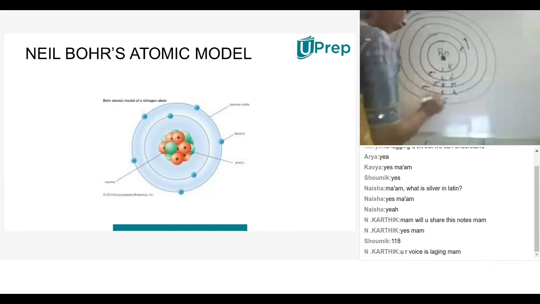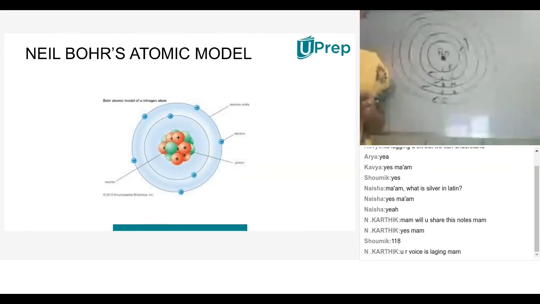If you go to higher classes like plus 1 and plus 2, you will learn Heisenberg's uncertainty principle. This uncertainty principle means they worked on the speed of the electron, but even till now it is uncertain. What do you mean by uncertainty? The speed of the electron?